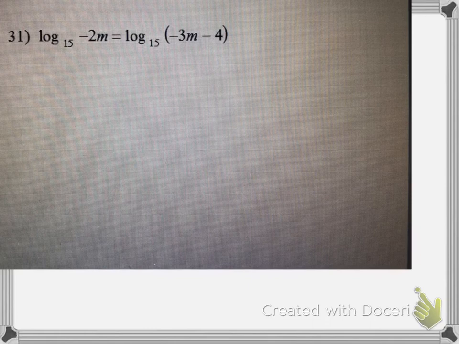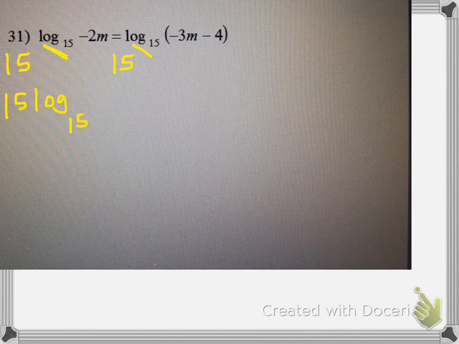If you get a problem like this, it looks really ugly. But really all you have to do is, because this is log 15 and this is log 15, I just have to do 15 to both sides. And log base 15 cancels. So you're just left with negative 2m equals negative 3m minus 4. You solve.